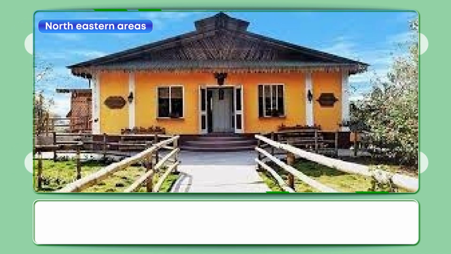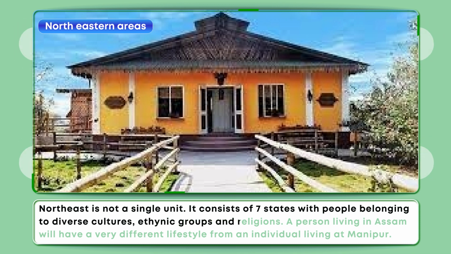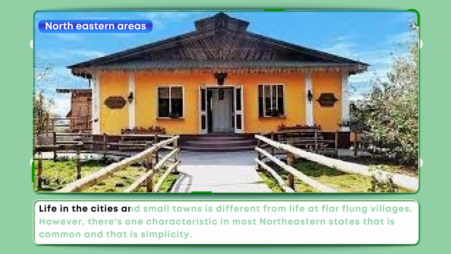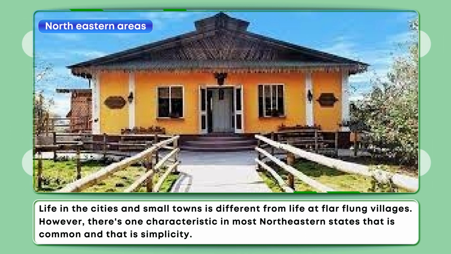Northeastern areas. Northeast is not a single unit. It consists of 7 states with people belonging to diverse cultures, ethnic groups, and religions. A person living in Assam will have a very different lifestyle from an individual living in Manipur. Life in the cities and small towns is different from life in far-flung villages. However, there is one characteristic in most northeastern states that is common, and that is simplicity.